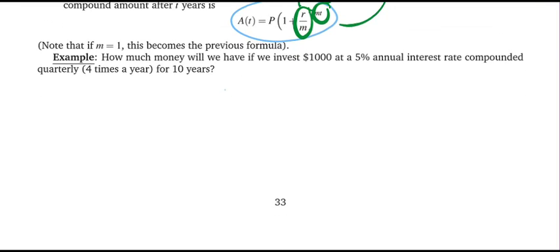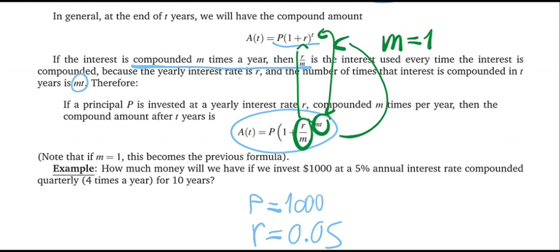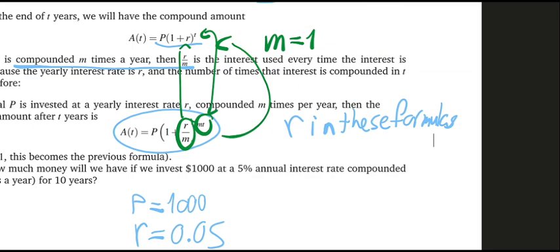Now, let's actually see how to use this in real life, preferably with a calculator. How much money will we have if we invest 1,000? So that's your principal. P equals $1,000. R is 5%, so it's 0.05. This needs to be converted to decimal. I will make it a point to say that R in these formulas is a decimal. Good. R in these things is a decimal.